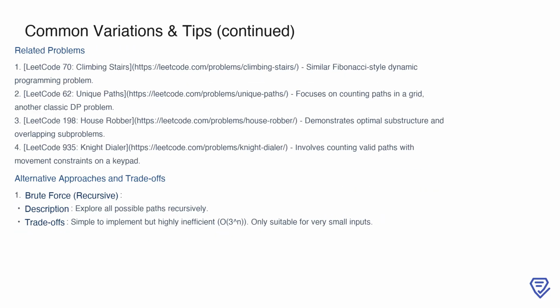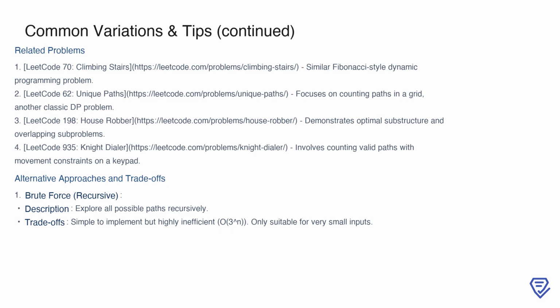This problem is closely related to several other dynamic programming problems, which can serve as great practice. For example, LeetCode 70, Climbing Stairs, is a classic Fibonacci-style problem with a similar structure. LeetCode 62, Unique Paths, focuses on counting paths in a grid, another foundational DP concept. LeetCode 198, House Robber, highlights optimal substructure and overlapping subproblems, which are also central to this problem. Finally, LeetCode 935, Knight Dialer, involves movement constraints and path counting on a keypad, making it a more advanced variation. Understanding these problems will not only reinforce your dynamic programming skills but also help you recognize recurring patterns.